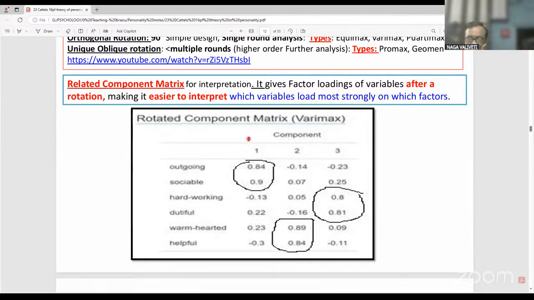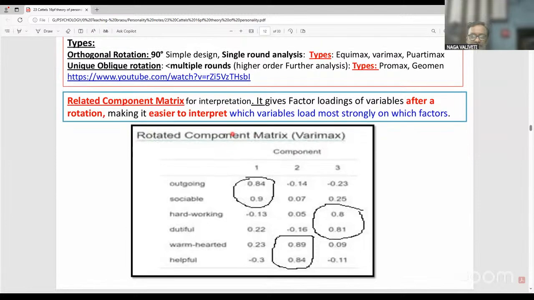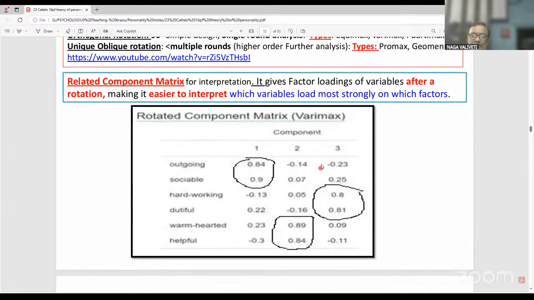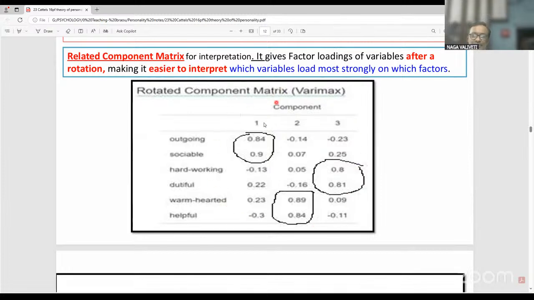Then after that, for the interpretation part, the rotated component matrix is used here. Promax, Varimax, these are there. Varimax is represented like this. Here also it is clearly coming that this is extraversion, this is conscientiousness, this is equilibrium. These two will be part of that.